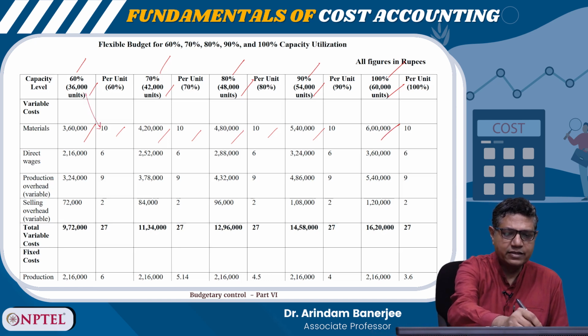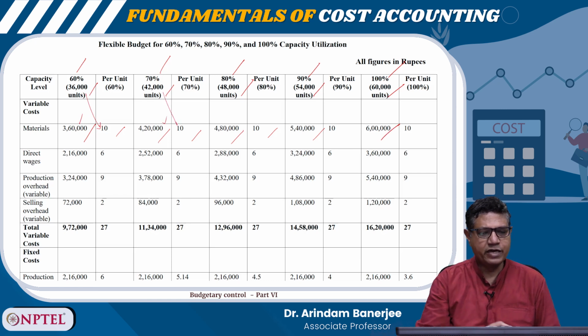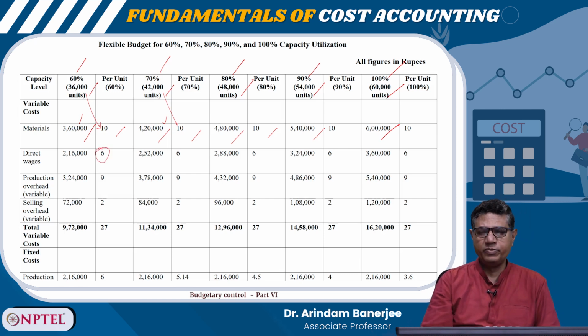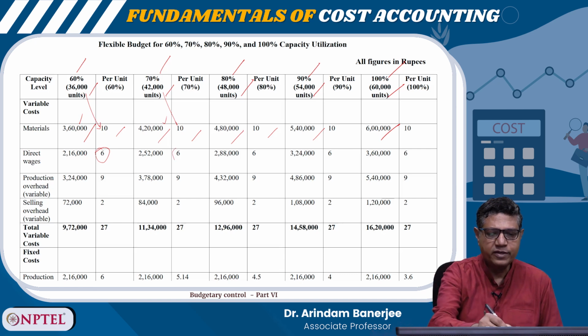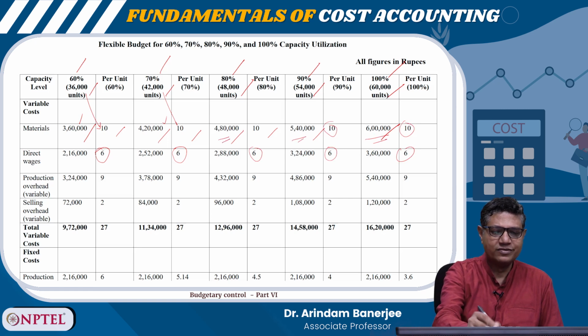36,000 into 10, that is 3 lakh 60, 42,000 into 10, that is 4 lakh 20. So, we can calculate. Direct wages also we can calculate like this per unit. If you remember, we discussed in CVP analysis that in variable cost, the per unit cost does not change. What changes is the total cost, right. So, per unit cost you see it is remaining same here, right. It remains same, right. What is changing is the total value, right.